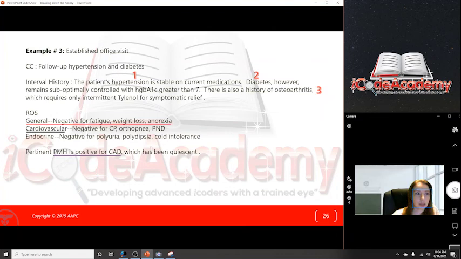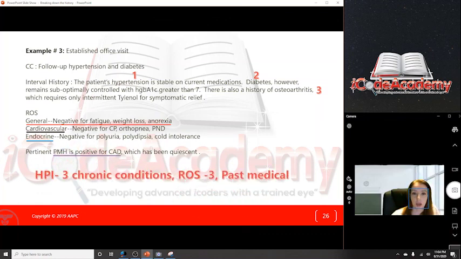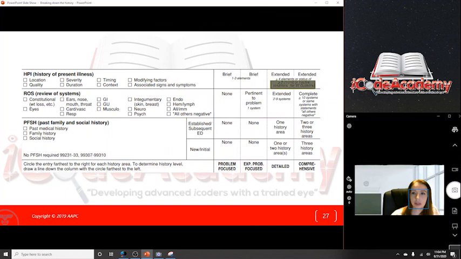Review of systems is documented as general, which is our negative for fatigue, weight loss, or anorexia. General is also another term that can be used hand in hand with the constitutional review of systems. We have cardiovascular. We also have endocrine. And then we can see that we have a past medical history, or PMH, is positive for CAD, or coronary artery disease. When we add those all up, we can see that we have the HPI of 3 chronic conditions. Review of systems is at 3, and we also have the past medical history. So let's fill that in on our audit tool.